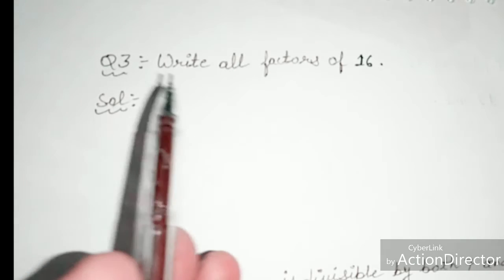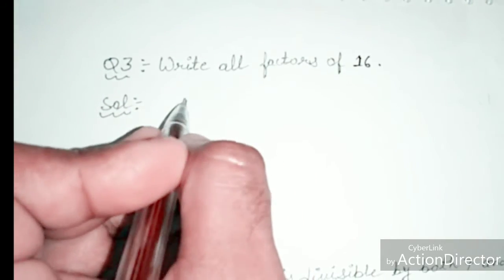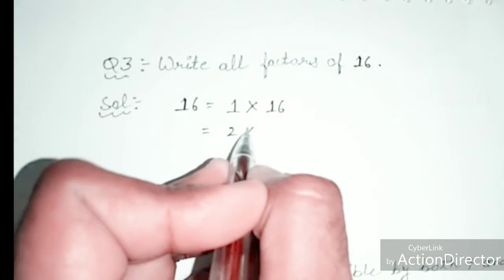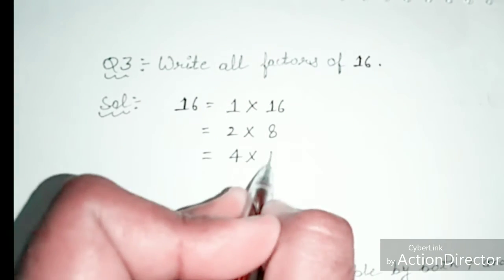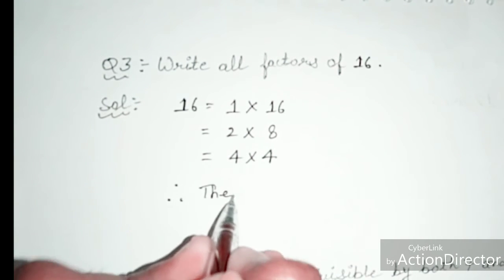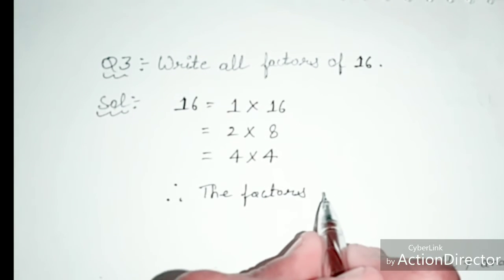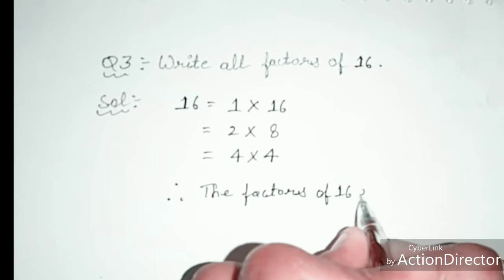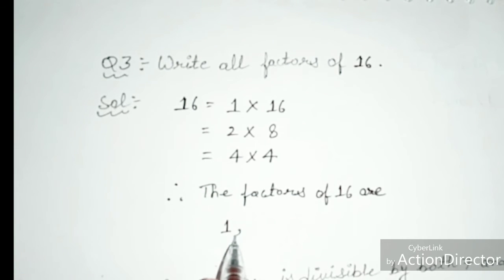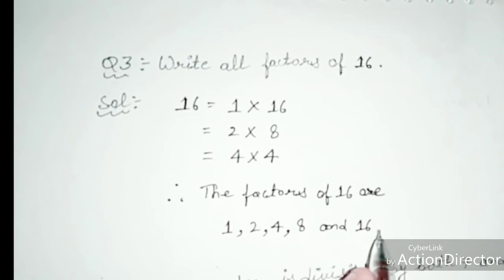Now example number 3: write all factors of 16. So the factors of 16 are 1 into 16, then 2 into 8 and 4 into 4. Therefore the factors of 16 are 1, 2, 4, 8 and 16.